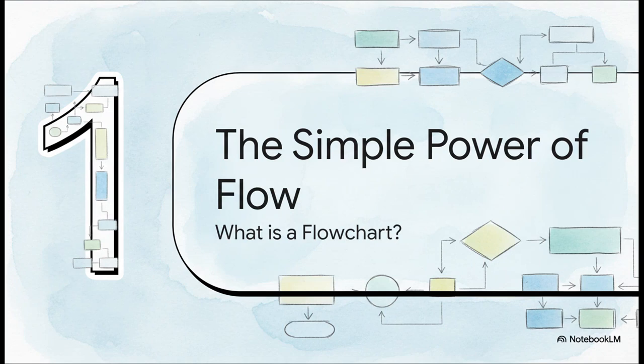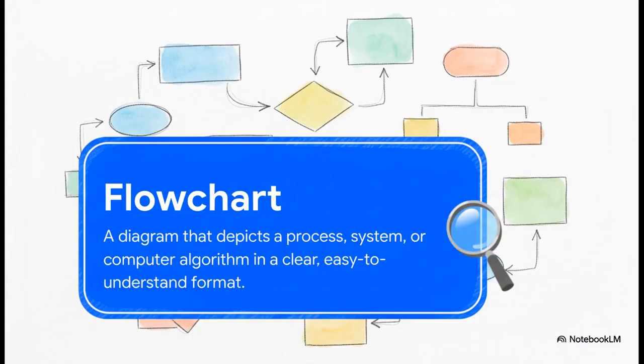In this first part, we're going to dive into the simple power of flow. We'll break down what a flowchart really is and look at the basic pieces that make it so unbelievably effective. At its core, a flowchart is just a visual map. It takes a process that might have been a confusing wall of text or a jumbled explanation and turns it into a clean, clear diagram.